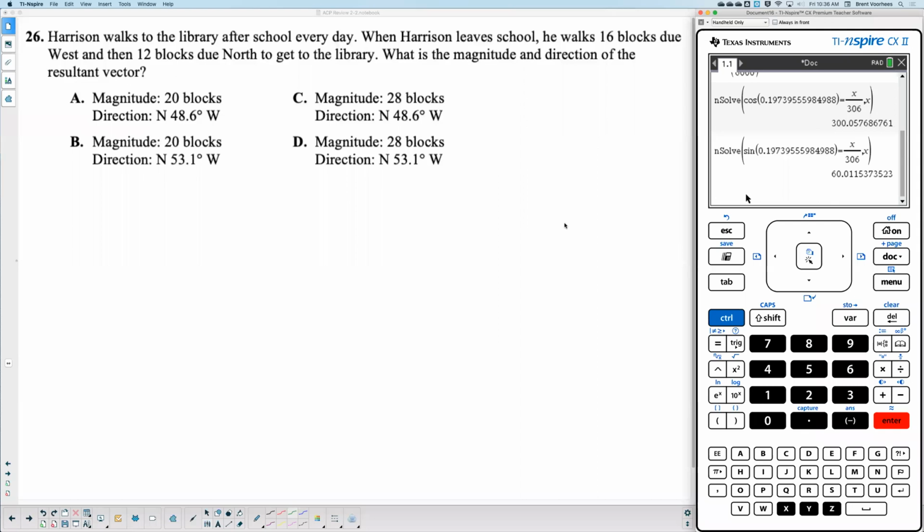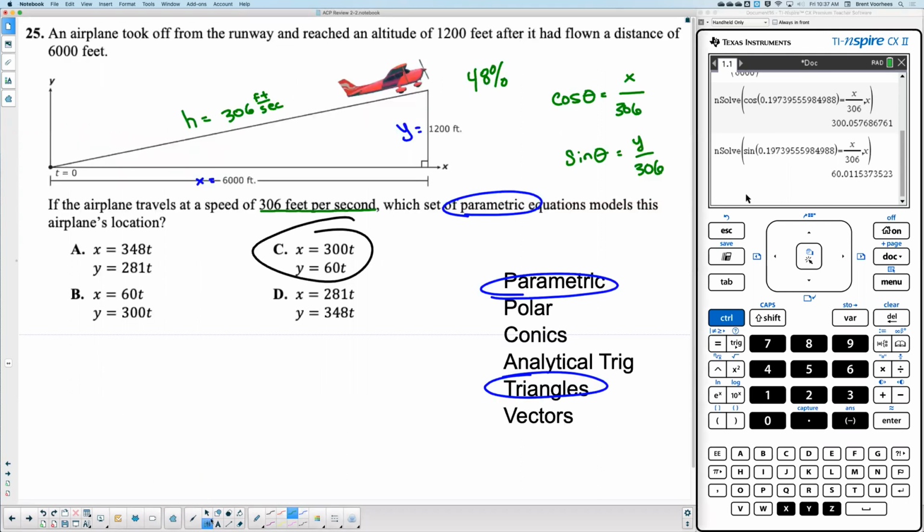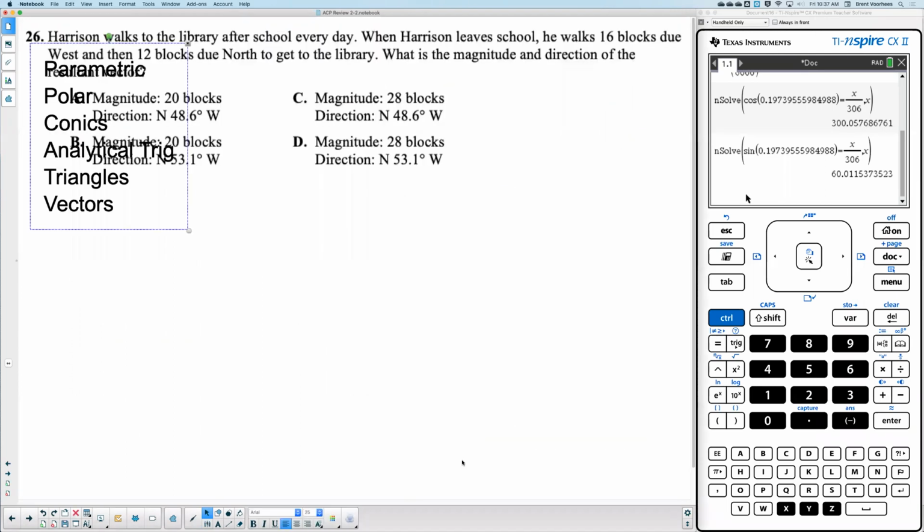Number 26, Harrison walks to the library after school every day. When Harrison leaves school, he walks 16 blocks due west and then 12 blocks due north to get to the library. What is the magnitude and direction of the resultant vector? All right, Brian, what type of problem is this one? How'd you know vector? It says vector on it. Very good. Let me copy my list here. I lost my list. Okay, it is a vector.